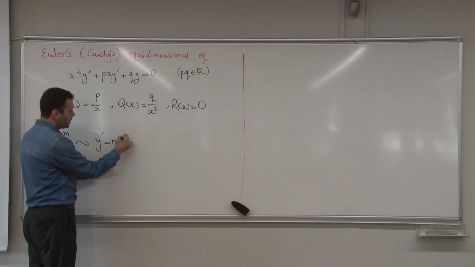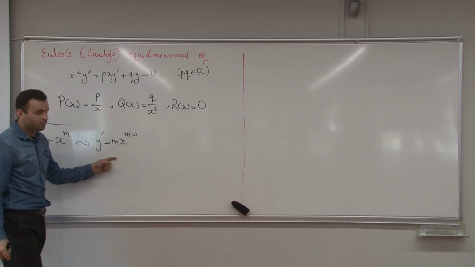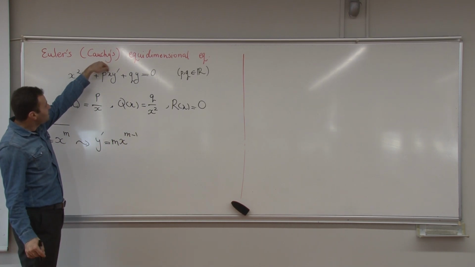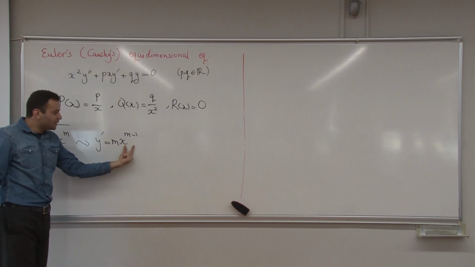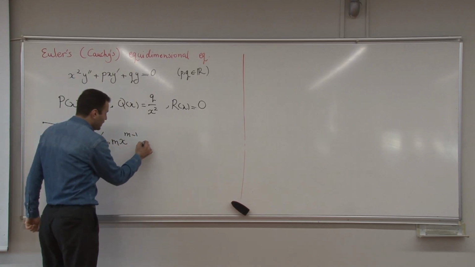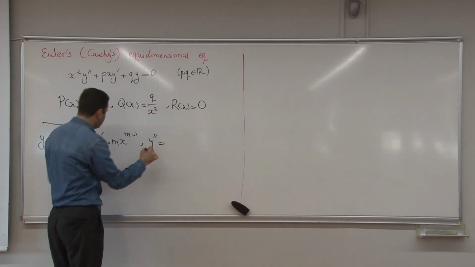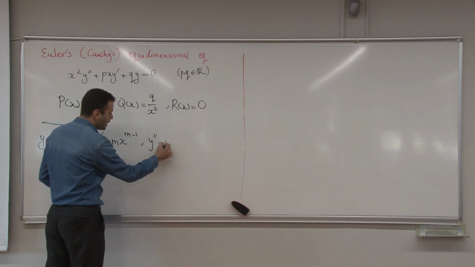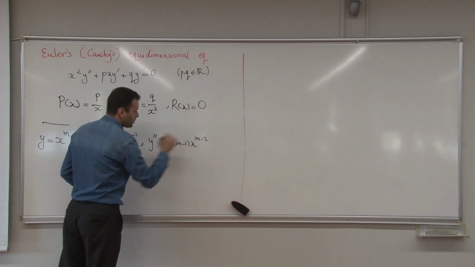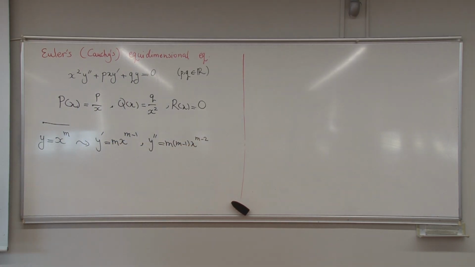m x to the power of m minus 1, right? And if I plug this into the equation, this x is going to be multiplied again by this one, so it is going to be x to the power of m. What is my second derivative? m multiplied by m minus 1 multiplied by x to the power of m minus 2. Yes. This is our checking.